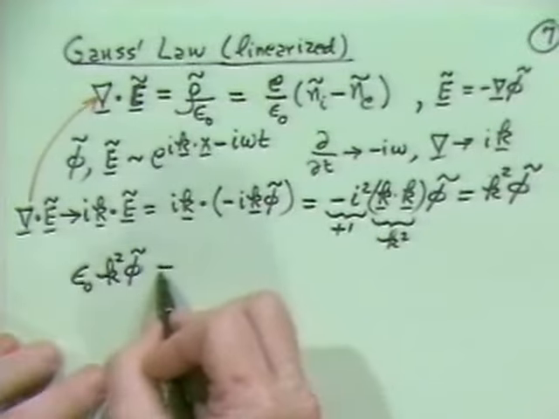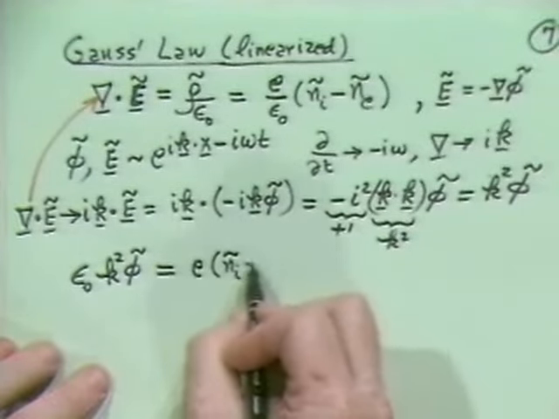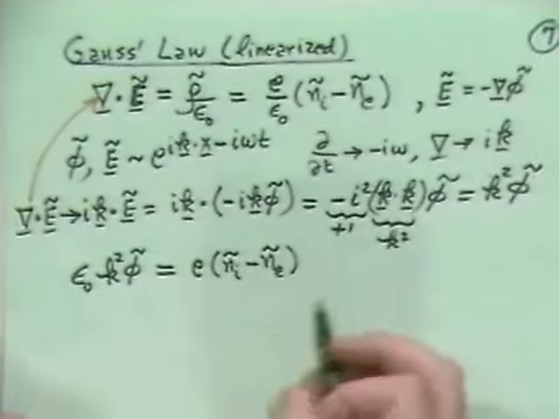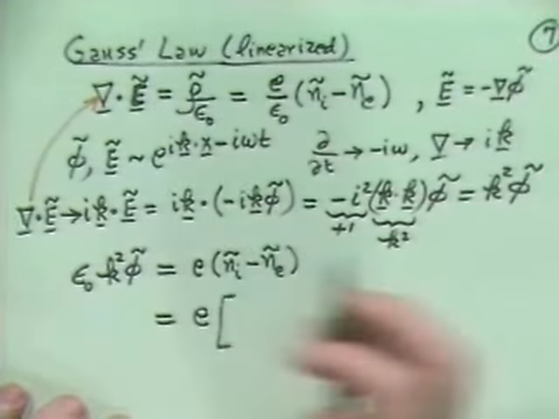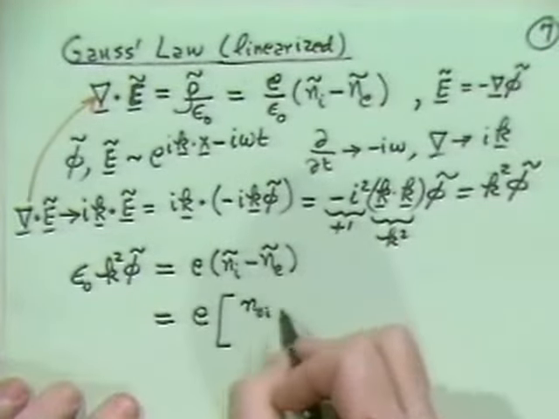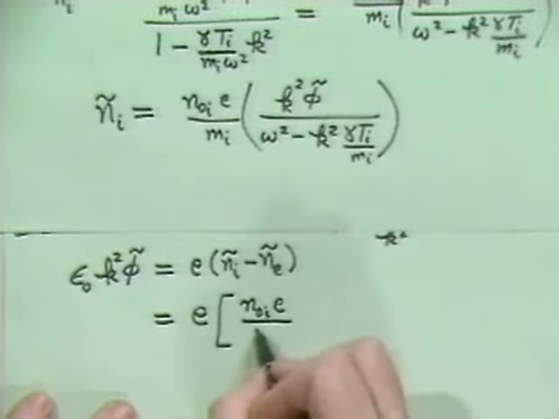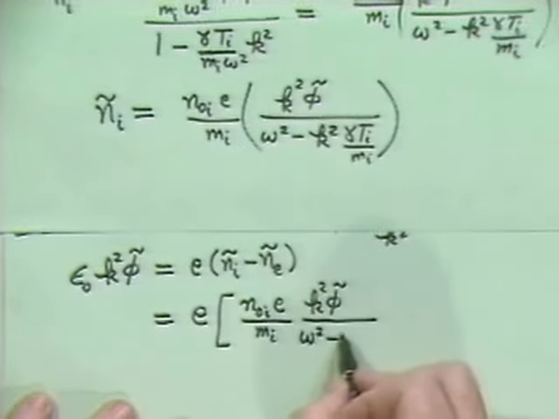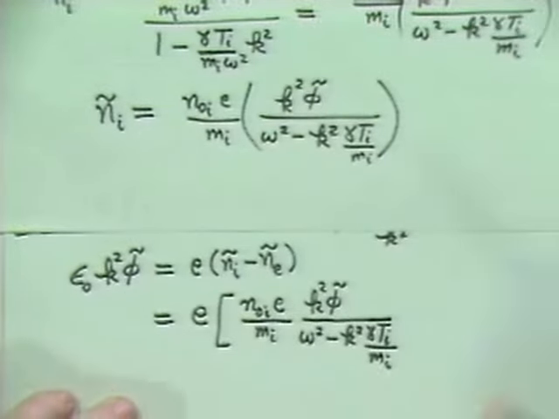And now I'm going to put an epsilon naught in here. I'll just stick the epsilon naught up on the left-hand side, is equal to e n_i tilde minus n_e tilde. Now, all we have to do is substitute things in. What was the n_i tilde? Well, the n_i tilde was equal to n naught i e over m sub i, then there was a k squared phi tilde divided by omega squared minus k squared gamma T_i over m_i.